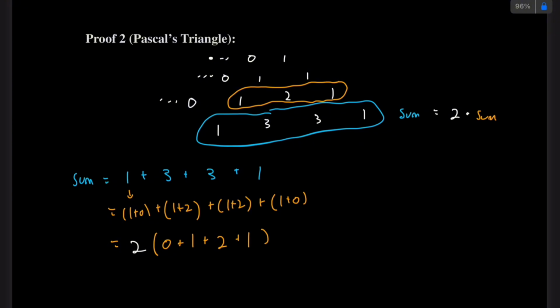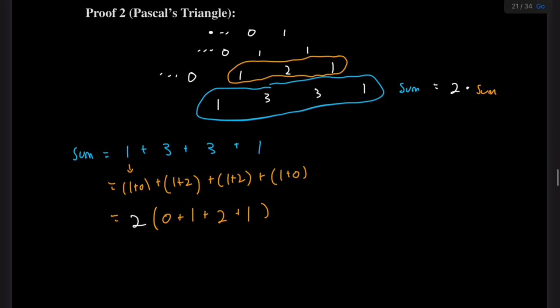Since everything here appears in the sum twice, we can just take out the 2. Okay, and this is just 2 times the sum, right? And that's it.